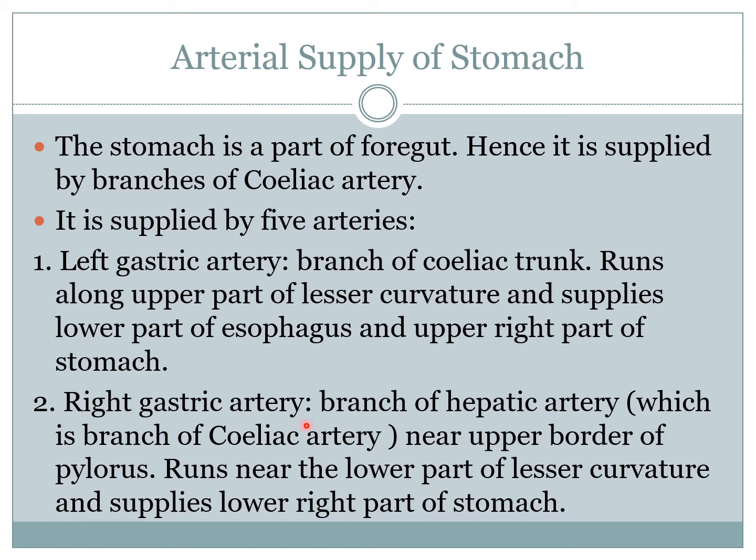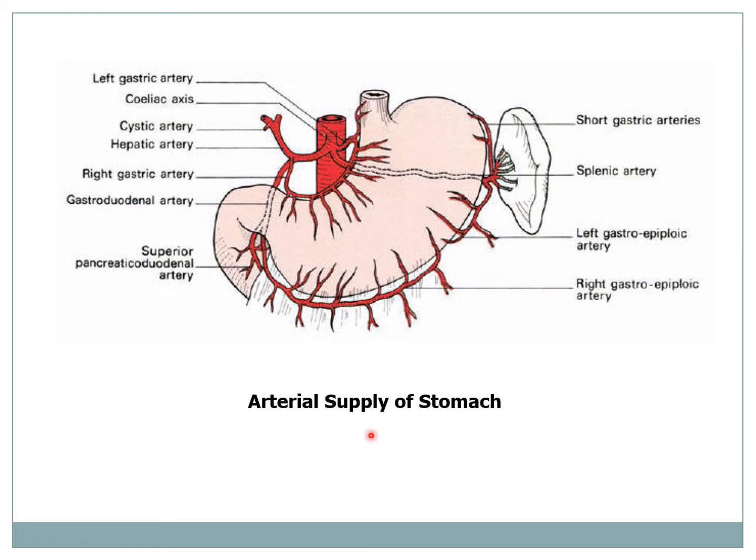The right gastric artery, a branch of the hepatic artery, which is a branch of the celiac artery, near the upper border of the pylorus runs along the lower part of the lesser curvature and supplies the lower right part of the stomach. You see this diagram, the arterial supply of the stomach. This is the celiac trunk, and its branch is the left gastric artery.